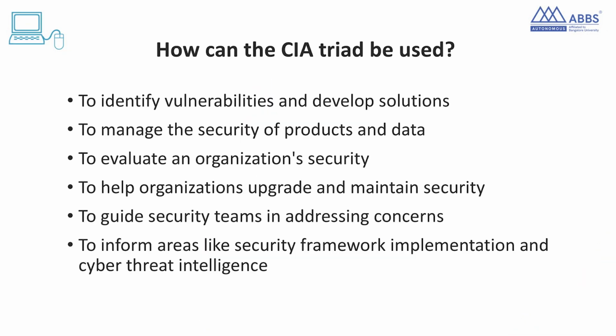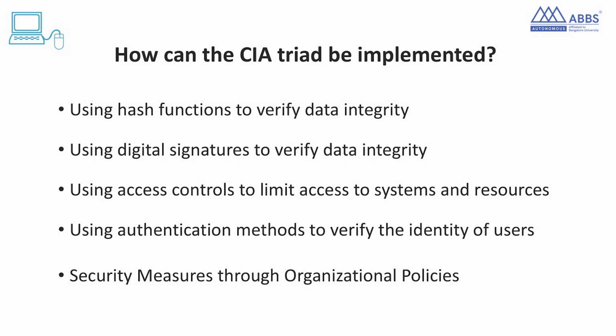How can the CIA Triad be used? It could be used to identify vulnerabilities and develop solutions, to manage the security of products and data, to evaluate an organization's security, to help organizations upgrade and maintain security, to guide security teams in addressing concerns, and to inform areas like security framework implementation and cyber threat intelligence. This could be achieved through digital signatures, validation and authentication. The CIA can be achieved through simple digital signatures or through data validation and authentication.